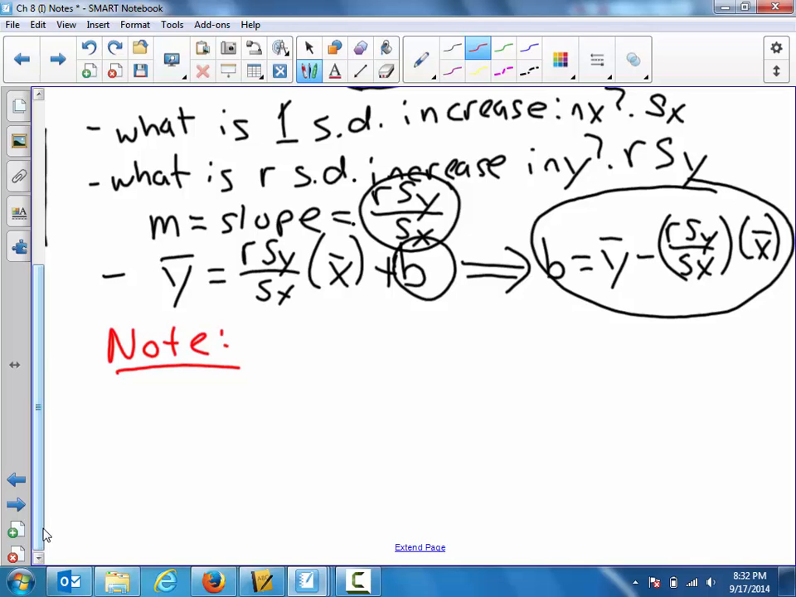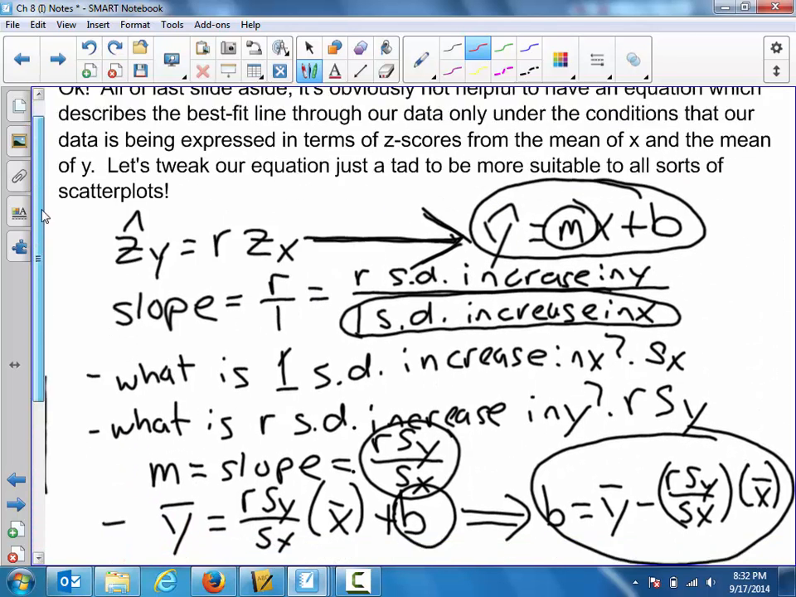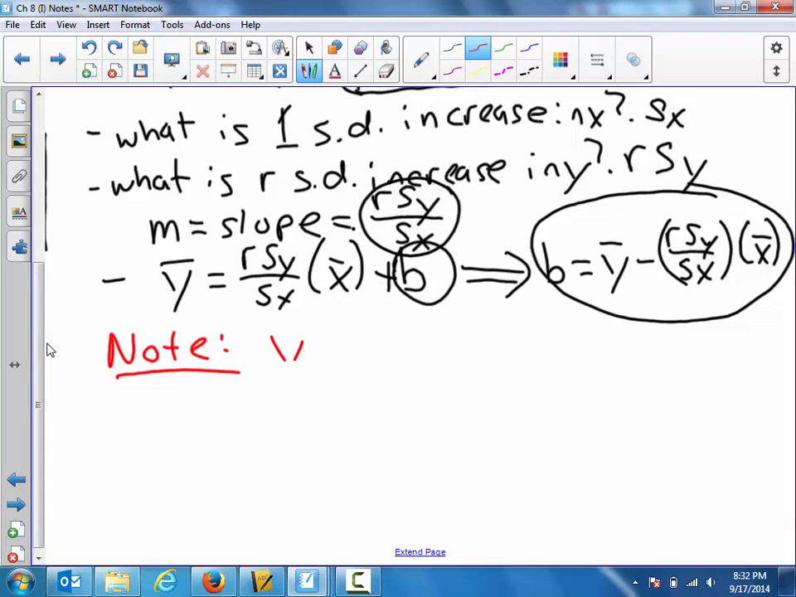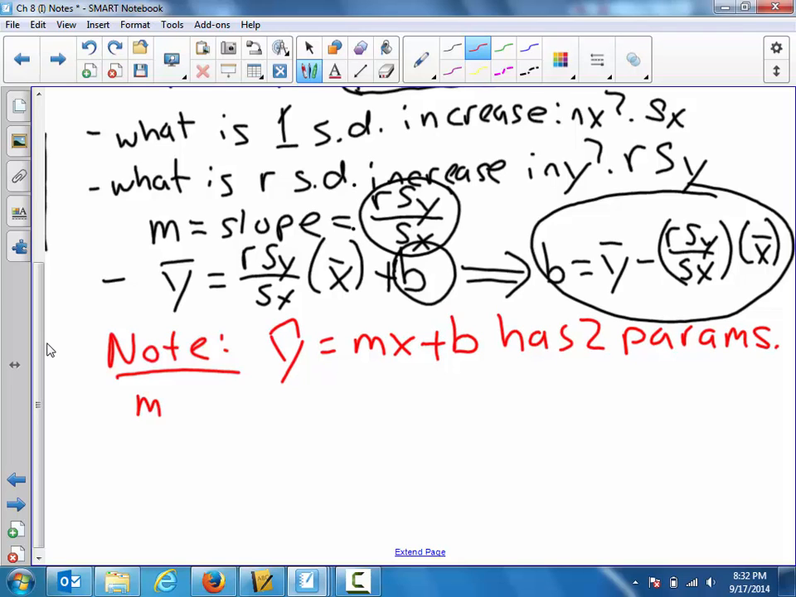Two things here. Our linear model, oh, I did put that. Okay, y hat. Our linear model y hat equals mx plus b has two parameters. The first is m, which is your slope, and the second is b, your y-intercept.